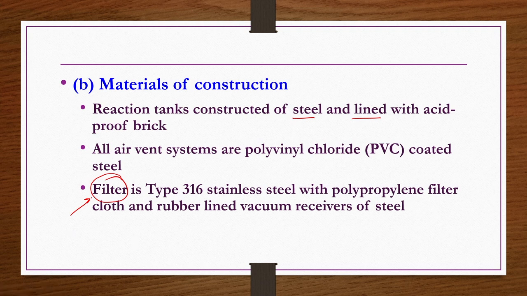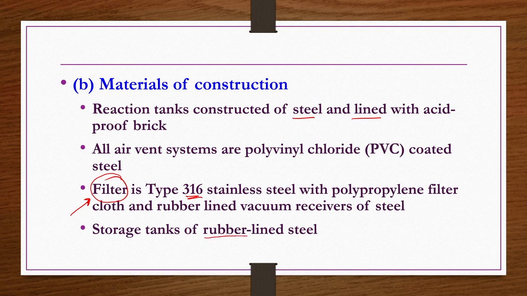So this is again very important, since the slurry has phosphoric acid and some amount of unreacted sulfuric acid also. Because of that, the material of construction for this filter is very essential. It is type 316 stainless steel, that is SS316, with polypropylene filter cloth, and rubber lined vacuum receivers of steel are provided.